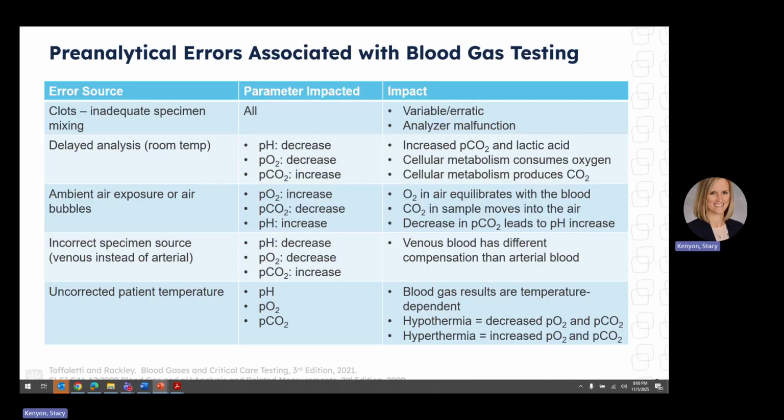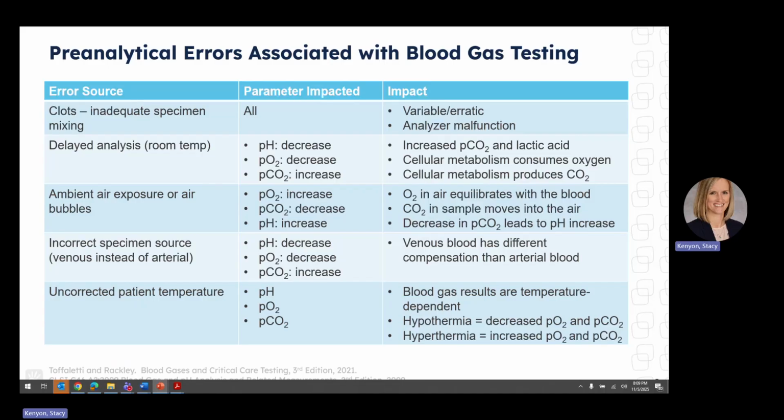Delaying analysis of blood gas specimens, particularly if the specimens are kept at room temperature, can also lead to erroneous results. So it can lead to increased pH, decreased PO2, and increased PCO2. These impacts happen as the result of cellular metabolism, which leads to increased CO2 and lactic acid in the specimen, which results in the decrease in pH. The cellular metabolism also consumes oxygen, reducing the PO2. Room temperature specimens should be measured within 30 minutes of collection according to the CLSI guidelines.